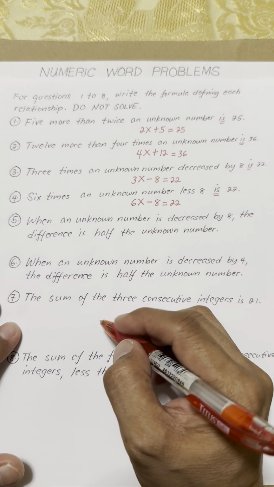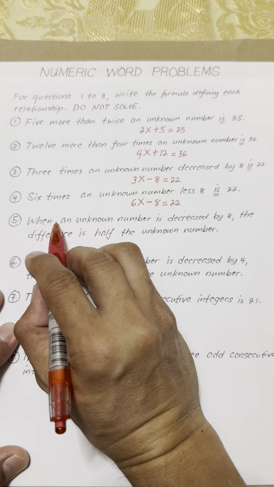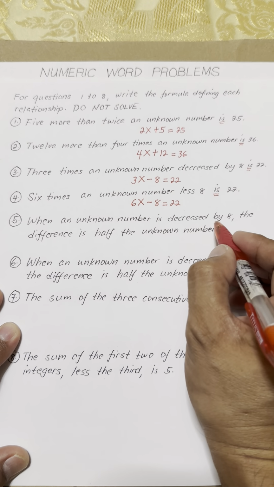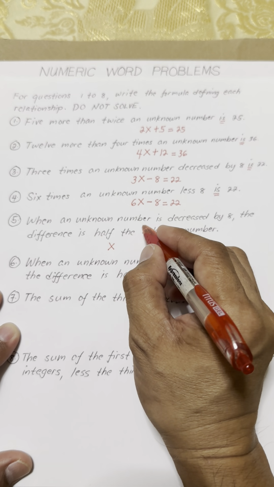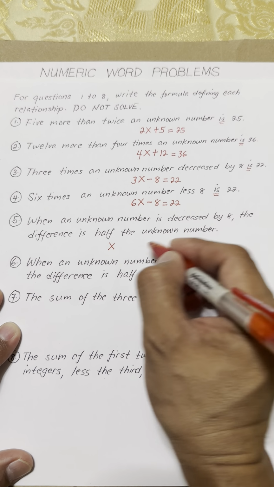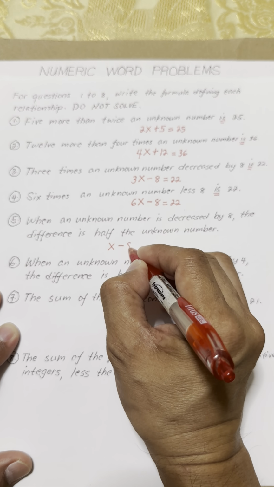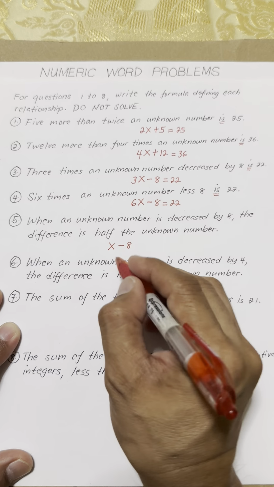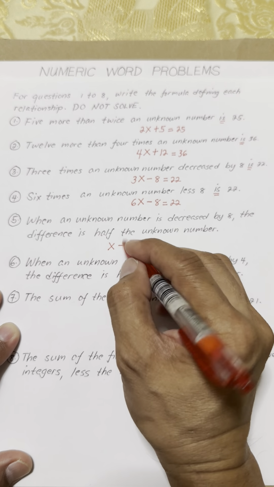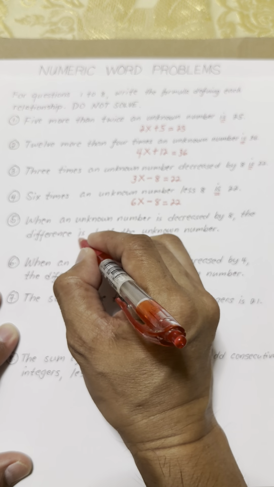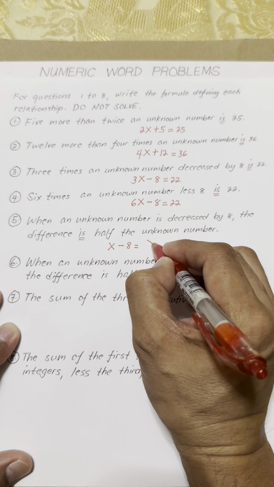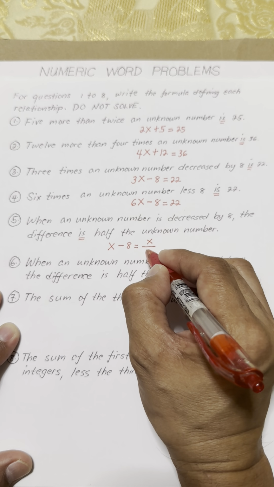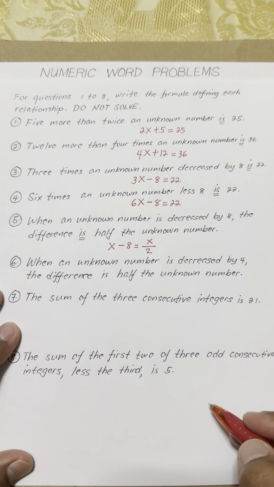Okay, so number 5. It says when an unknown number is decreased by 8. Again, there is an unknown number, so we don't know that, so we can let that be equal to x. When an unknown number is decreased by 8, decrease means minus, by 8. The difference, this is the difference now, is half. Is means equals half the unknown number. Our unknown number is x. Half means divided by 2. Okay, so that's our number 5.